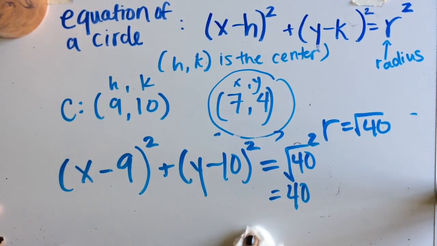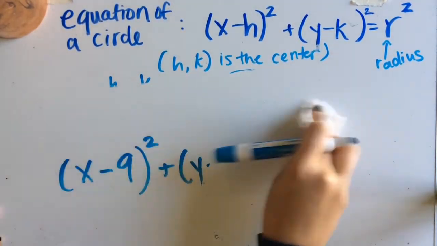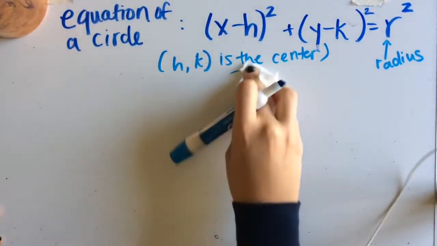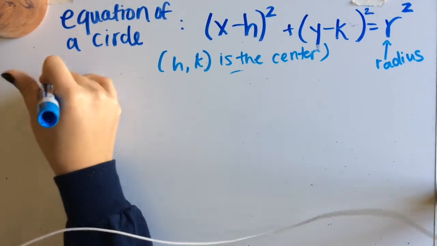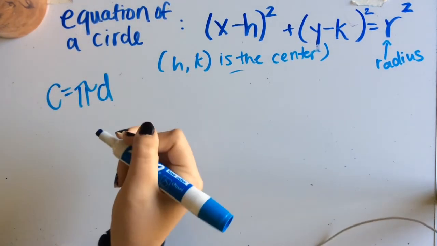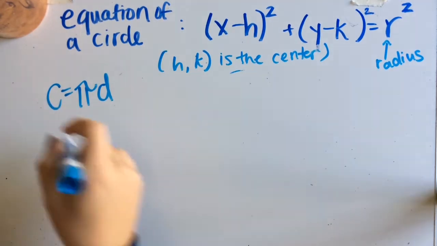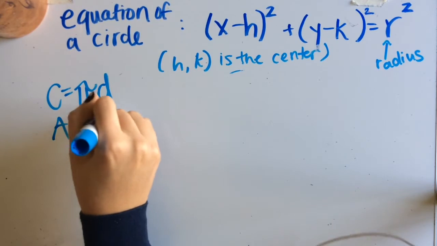There is also another form of using this equation of a circle. So your homework might give you the circumference or the area of the circle, and have you find the rest of the equation of the circle. So just as a reminder, I'm going to write down circumference equals pi times the diameter, or 2 pi r, right? And then the area is equal to pi r squared.